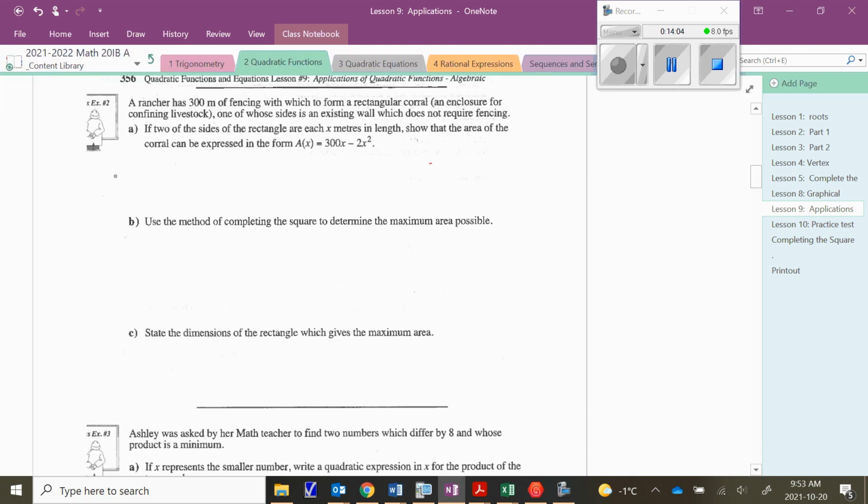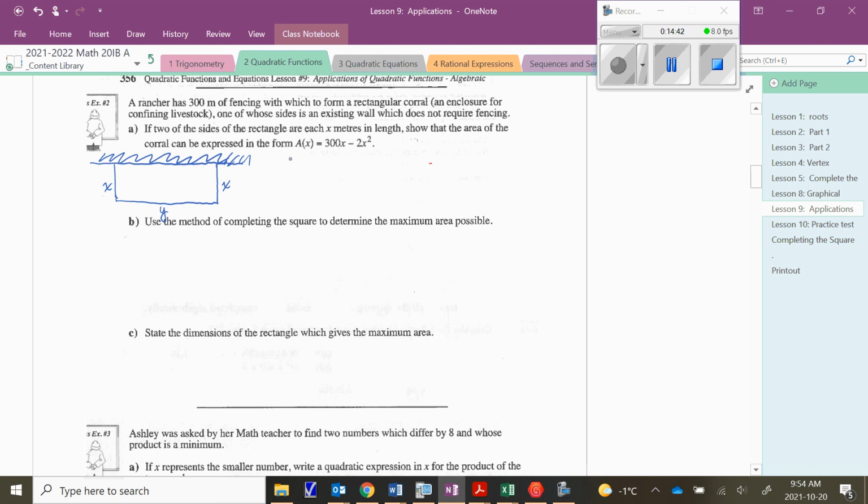So let's draw our picture. So there's my existing wall. And our enclosure is then going to look something like this. And we know that the total length is 300. They've specifically indicated to us that 2 sides of the rectangle are each X meters. So if that wasn't given to us as a variable, we would need to label that ourselves. And this last length, we could call this y for now.